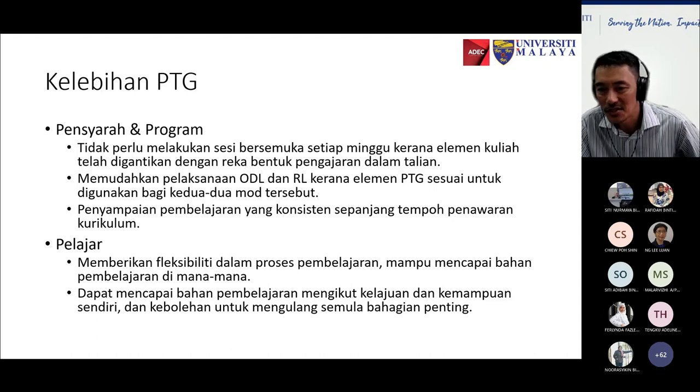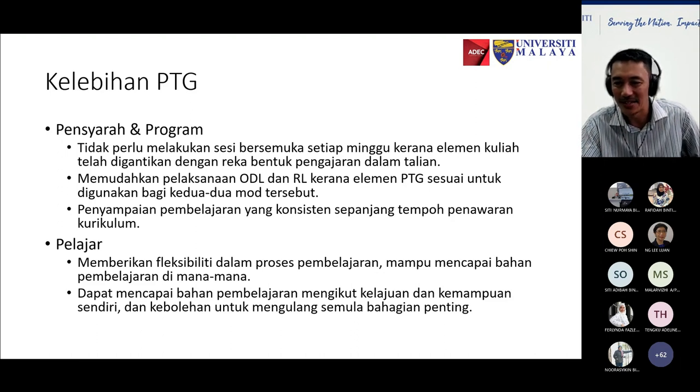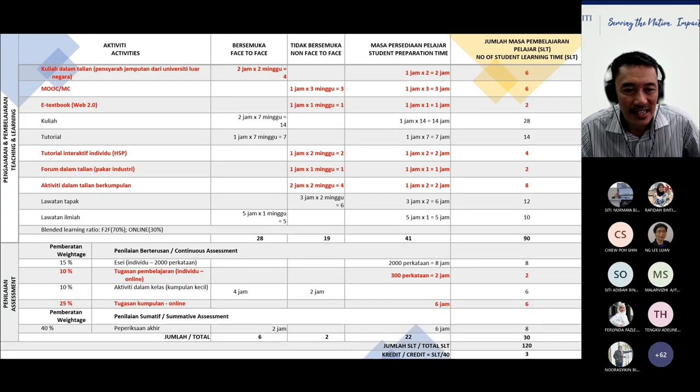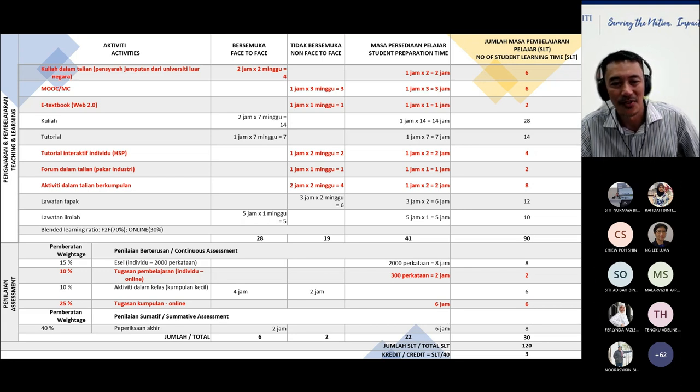Yes, okay. So the question from Dr. Amira is, is the red color representing PTG and the black color representing the non-PTG? Yes, that's correct. So that's how I designed that. It's more visual, isn't it, for you guys to know which are the PTG part, which is the non-PTG part. And I actually add a calculation at the bottom there. So I just add one more line or row: blended learning ratio, how many for this.